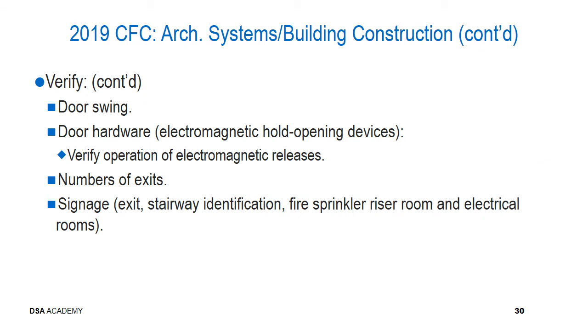The project inspector will also be verifying that the door swing is correct. Doors serving occupant loads of 50 or more must swing in the direction of egress travel. Also, verifying the door hardware. Are electromagnetic hold-open devices used? If so, the operation of these devices must be verified, that they release upon initiation of the fire alarm system. Also, the number of exits from the building and from the room. Also, signage, such as exit signage, stairway identification signs, fire sprinkler riser room, and electrical room signage.